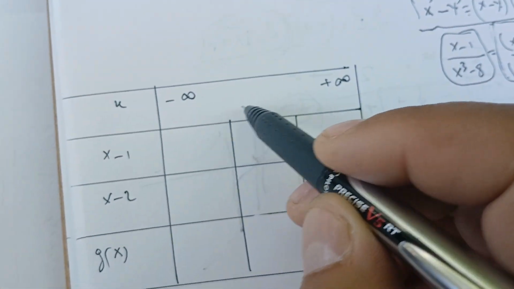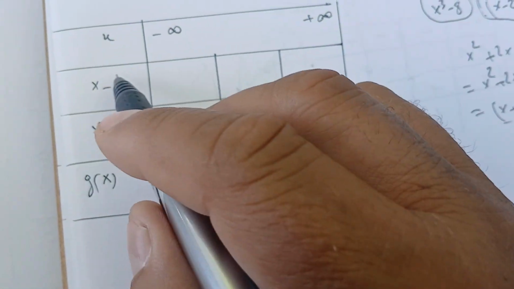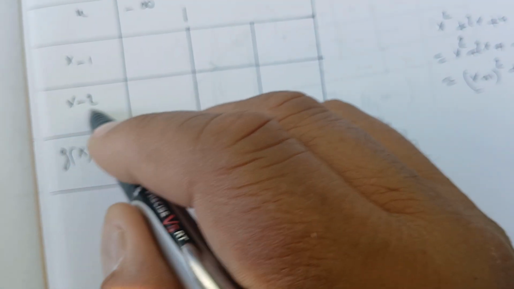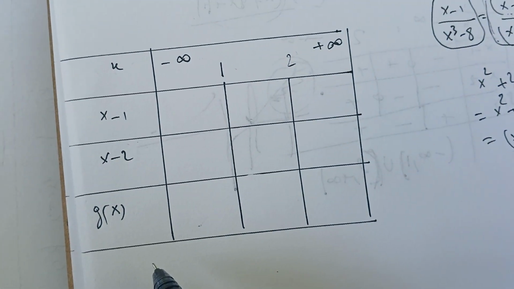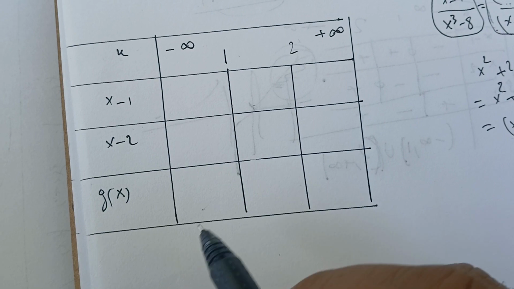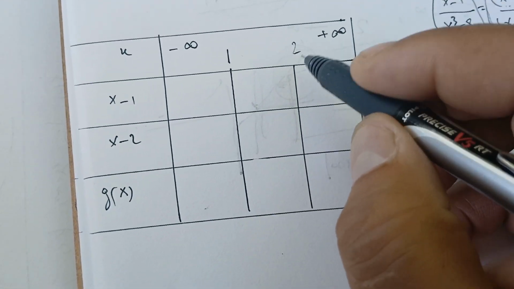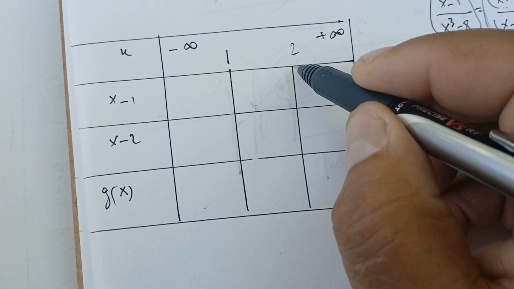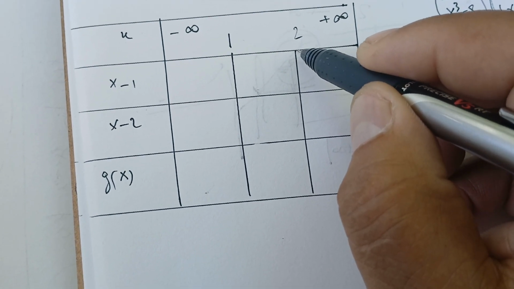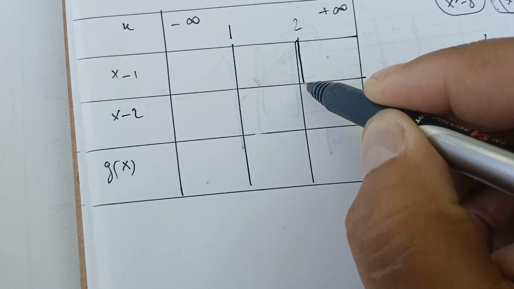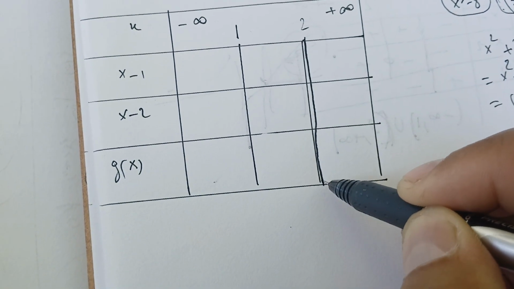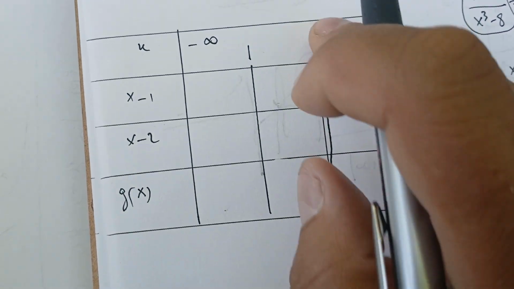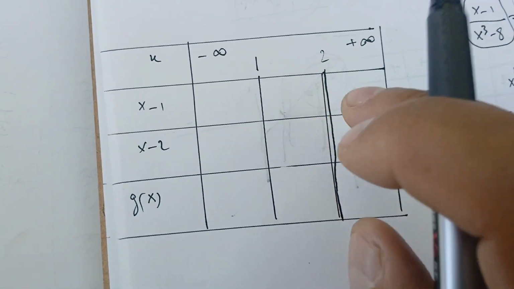So on this row, I put the values that would make this one 0. Which one will make this one 0? It's 2. Another key is that I draw two lines or a circle, because 2 is not included since it makes a problem. So I do like this, to remind myself that 2 is not included in the domain because it makes a problem.